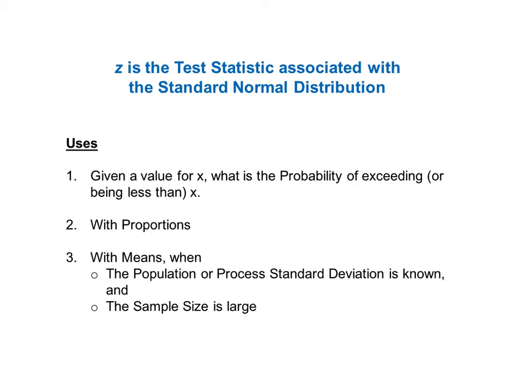Use z only when you know the population or process standard deviation, which most of the time you don't, or if you have a very good estimate of it. And use z only when the sample size is large enough. Some say a sample size of n equals 30 is large enough. Others say n equals 100. For large sample sizes, there is little difference between the z and the t distributions.